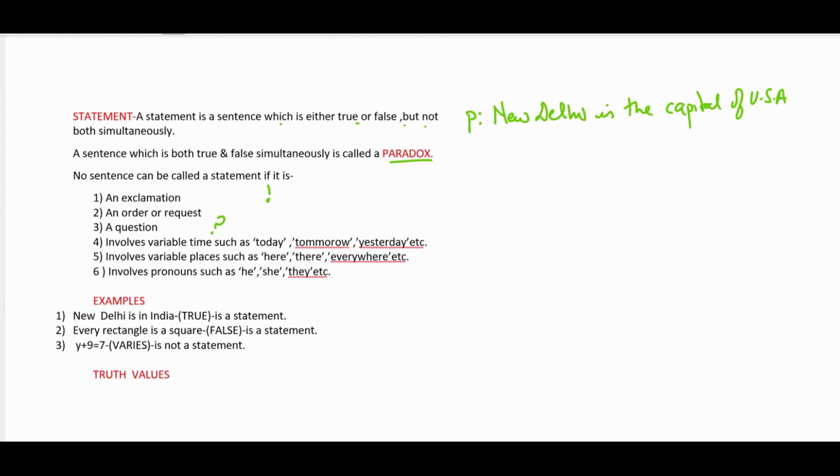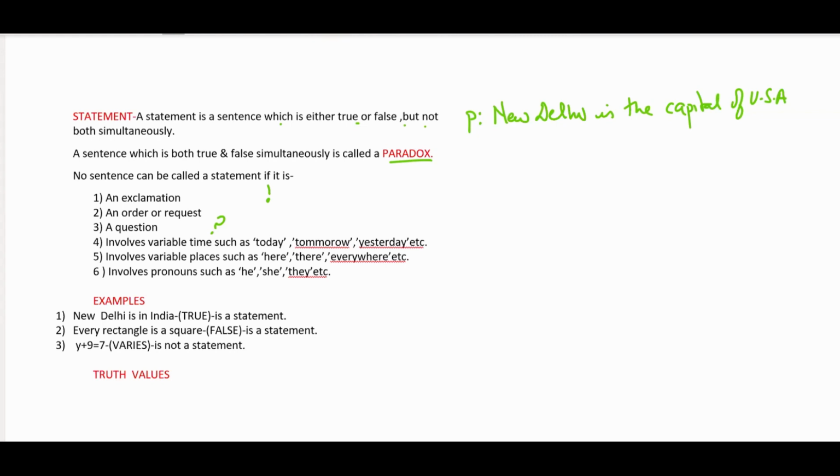Sentences involving variable time such as today, tomorrow, yesterday, etc. For example, if I say today is Sunday, then this is not a statement. Sentences involving variable places such as here, there, everywhere, etc. Sentences involving pronouns such as he, she, they, etc. For example, she is beautiful is not a statement. Okay, there are a few examples.